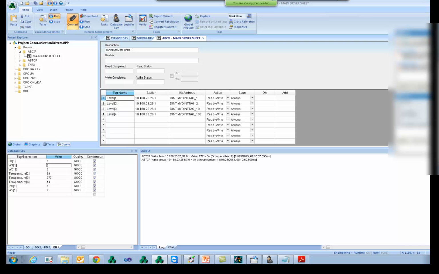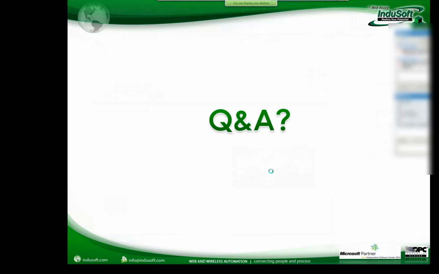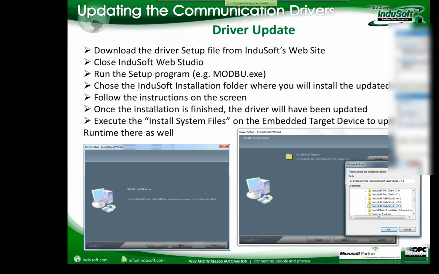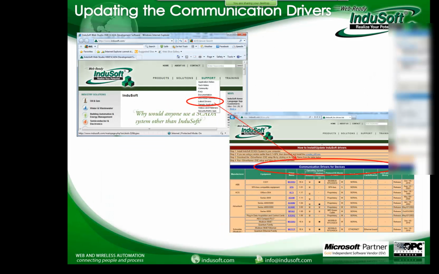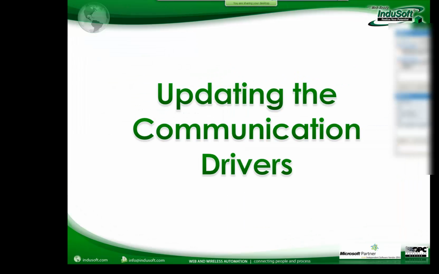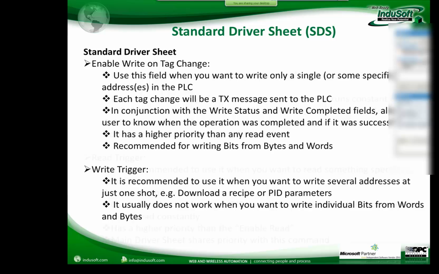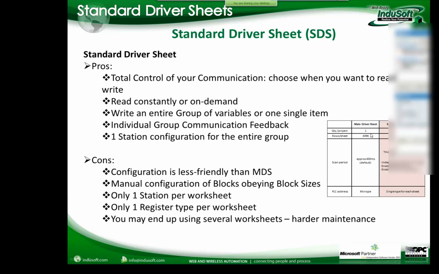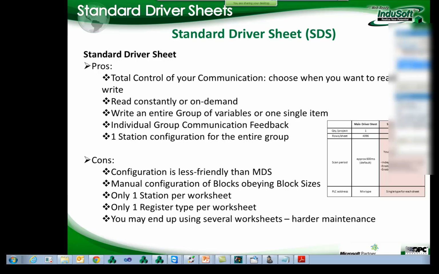All right, I have a question here. How many tags can be scanned on the main driver sheet? I have that number on one of the slides where I compare the standard driver sheet with the main driver sheet. Just bear with me here because I don't know by heart if it's 4096 or 16,000. So it's 4096 tags per driver sheet. That's the answer about how many tags can be scanned on the main driver sheet.